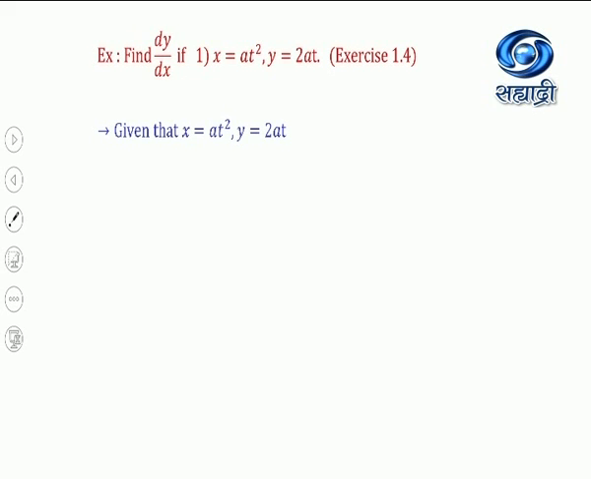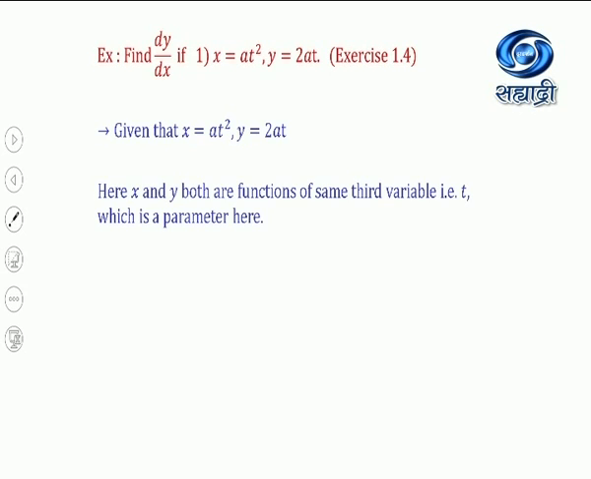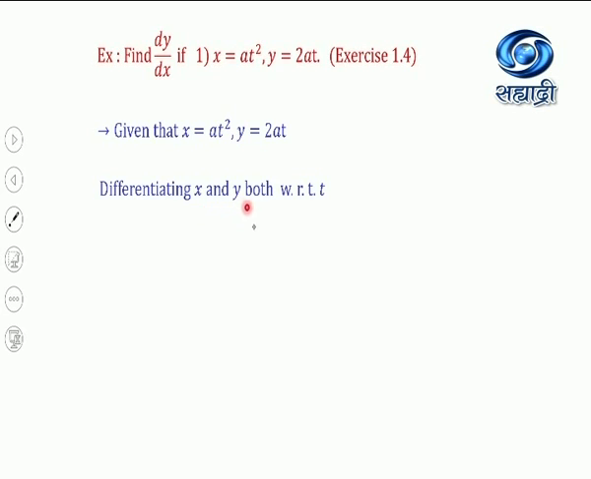Now this is the given thing, x equal to at square, y equal to twice at. Here x and y both are functions of the same third variable, that is t. You see here, x is a function of t, y is a function of t. And which is the parameter here? Here t is the parameter. Now, differentiating x and y both with respect to t.